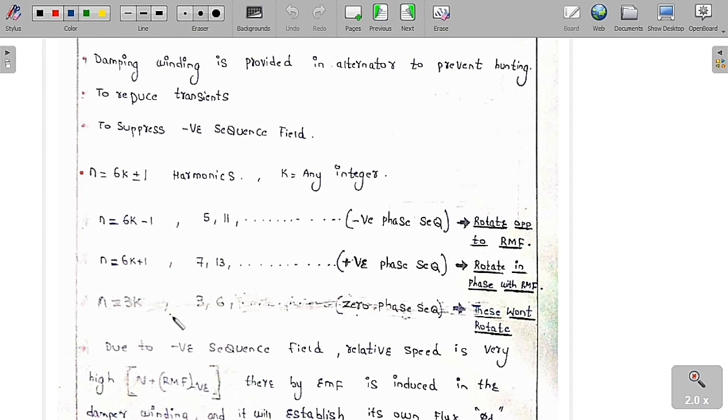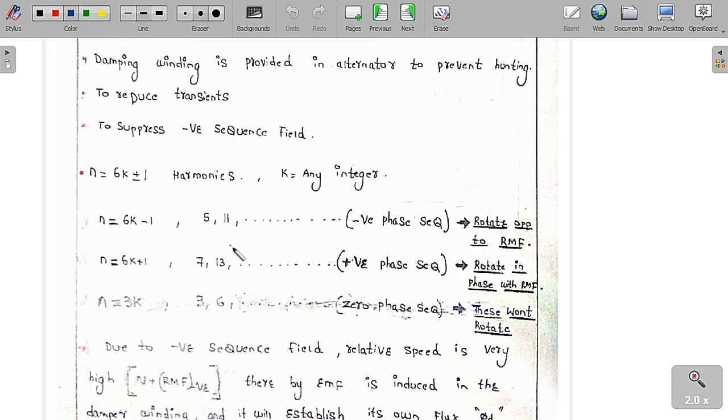See, 3k is called the triplen harmonics. These are zero phase sequence, they won't rotate. Whereas 6k plus 1, or 3m plus 1, these are called the positive sequence harmonics. They are always going to rotate in phase with the RMF, with the fundamental component, in the same phase sequence. So it is called the positive phase sequence. Whereas the remaining harmonics, 6k minus 1, or simply 3m minus 1, are going to rotate anti-clockwise with respect to the fundamental RMF. So these are called the negative phase sequence, because they rotate opposite to the fundamental RMF. These things I have already told you.